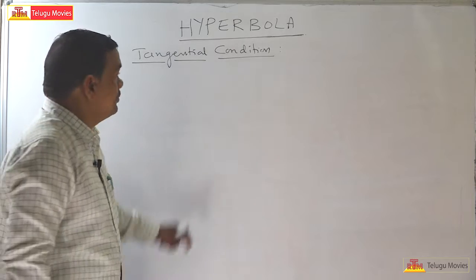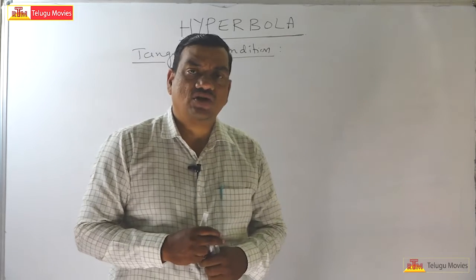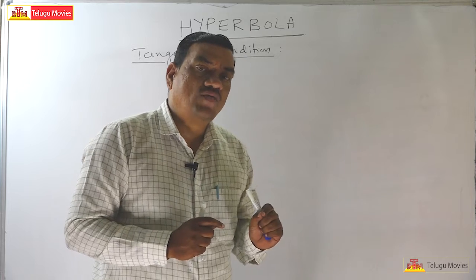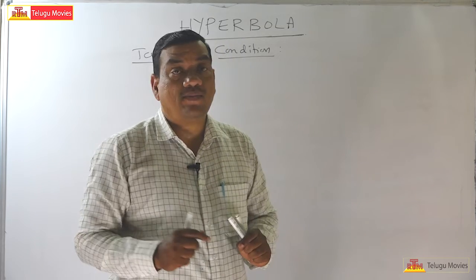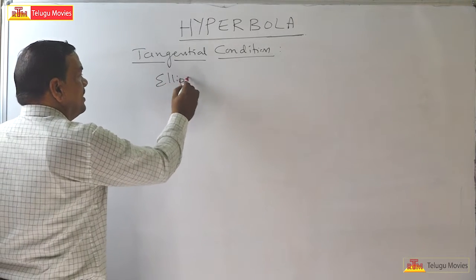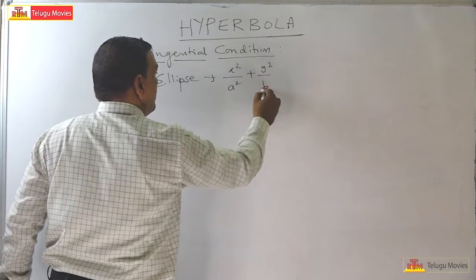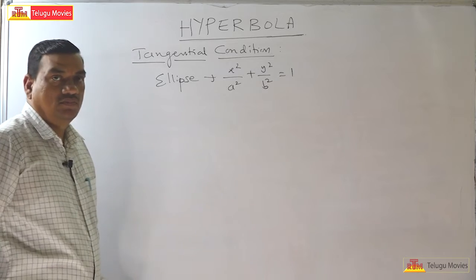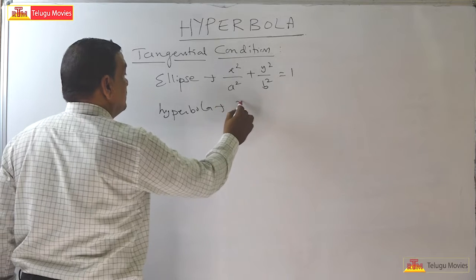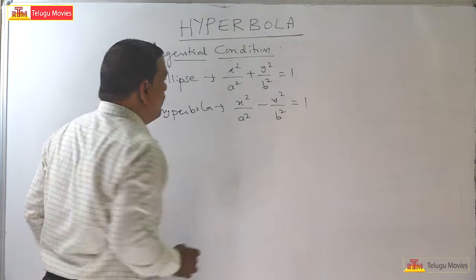Welcome to this concept. We are going to see the tangential conditions. If you observe the equations of ellipse and hyperbola, there is only one difference. What is the equation of the ellipse? x square by a square plus y square by b square is equal to 1. What is the equation of the hyperbola? x square by a square minus y square by b square is equal to 1.